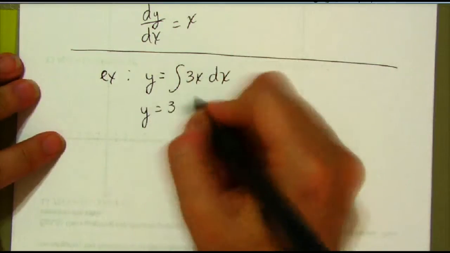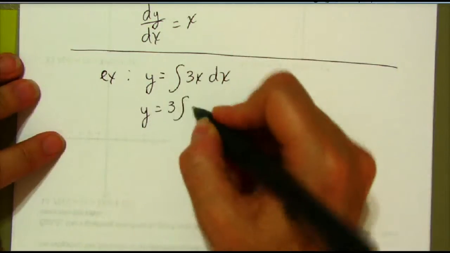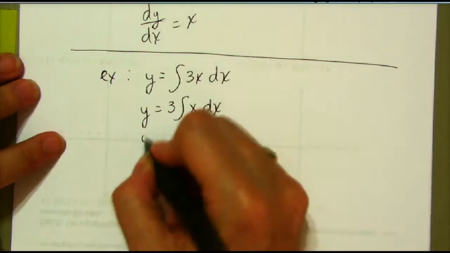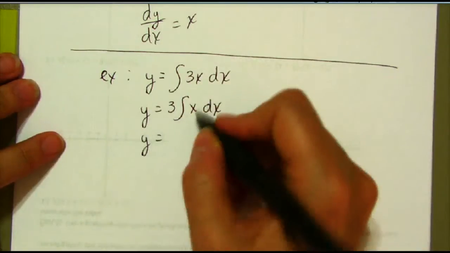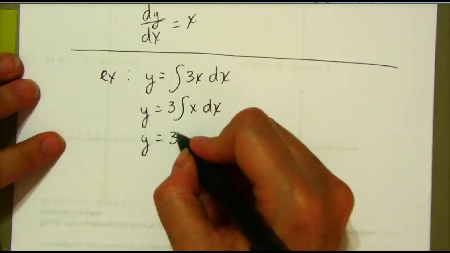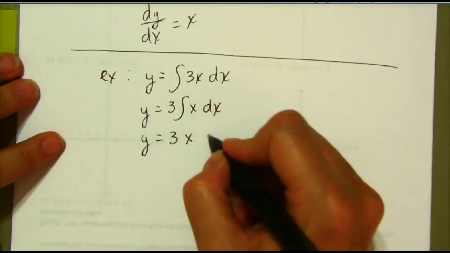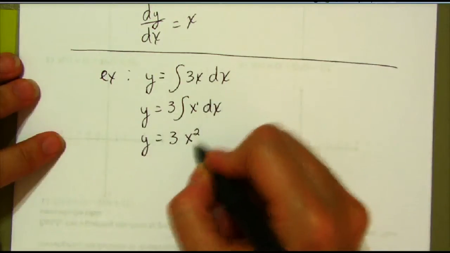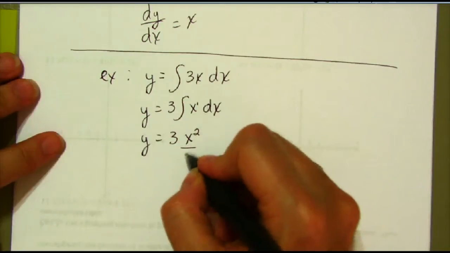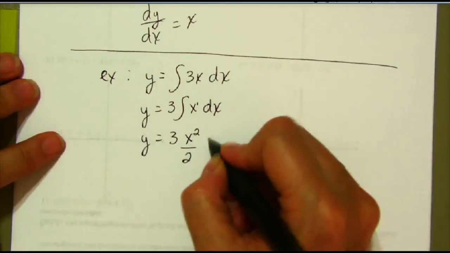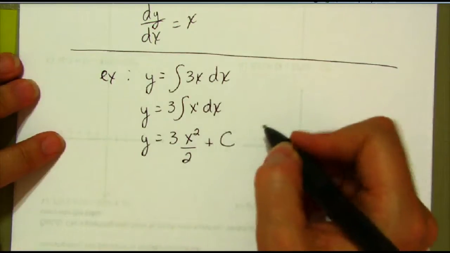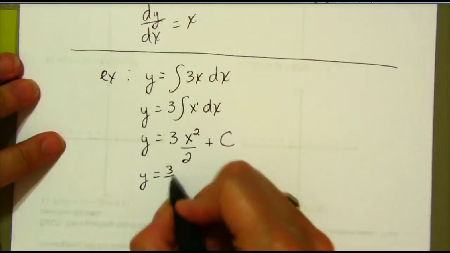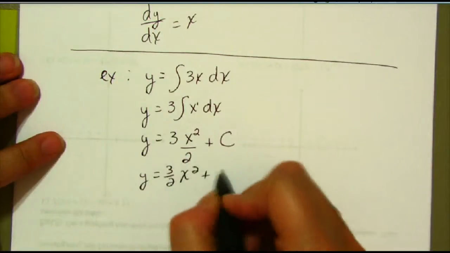I can rewrite this by taking the 3 on the outside, because that just maintains. Now I'm going to go ahead and take the antiderivative. I'm going to write down my 3, write down my x. It has a power of 1. I'm going to increase it by 1, which is to 2. Whatever I write here, I divide by that, plus my constant of integration. Let's clean that up. That's 3/2 x squared plus c.